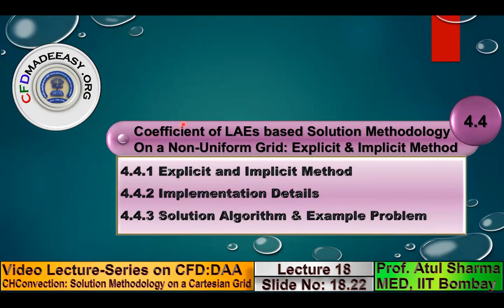So here there is not only a change in the solution methodology, but we are also including the implicit method on a non-uniform grid. So this methodology is presented here for explicit as well as implicit methods. And then I'll present the implementation details, and finally the solution algorithm and the example problem.